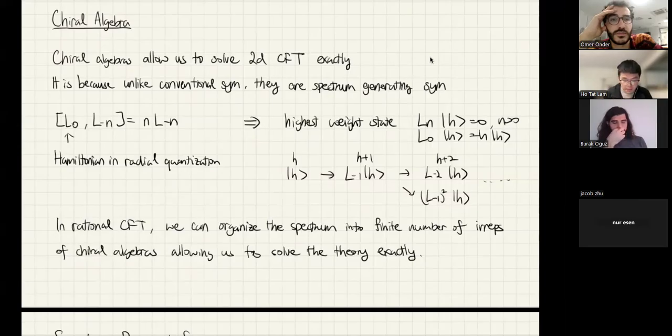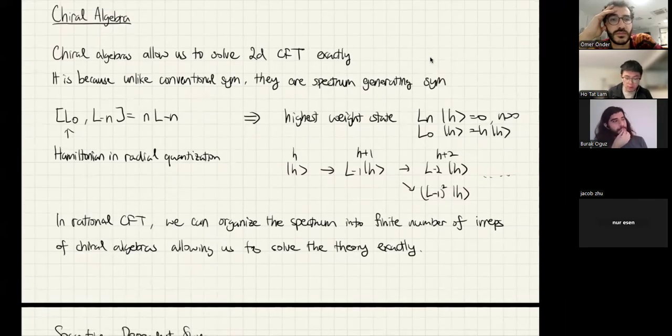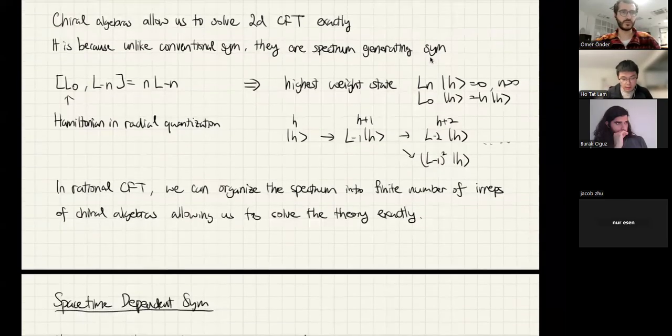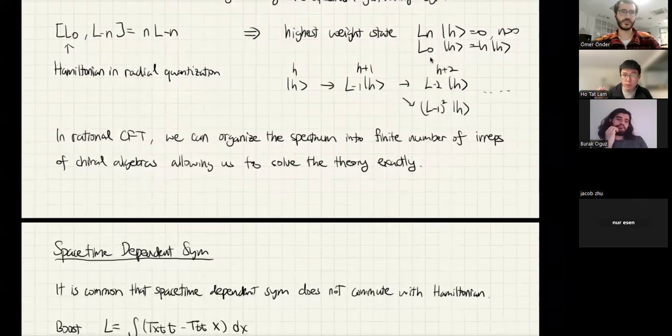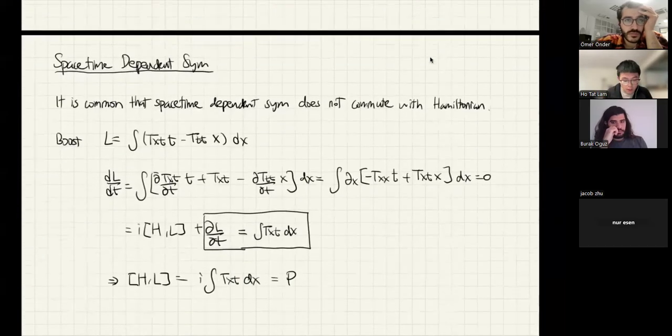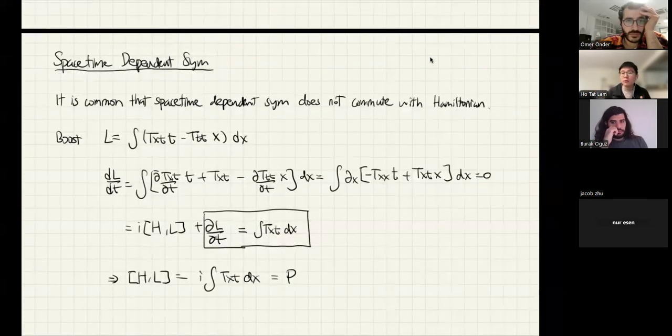Okay, and the fact that we can solve a lot of 2D CFTs using chiral algebras is precisely because these chiral algebras are spectrum generating symmetries. This might sound very weird: why can symmetries be spectrum generating? Instead of the usual symmetries that we have seen, which should commute with stress tensors and commute with Hamiltonians. The reason is that this is actually a very common thing.